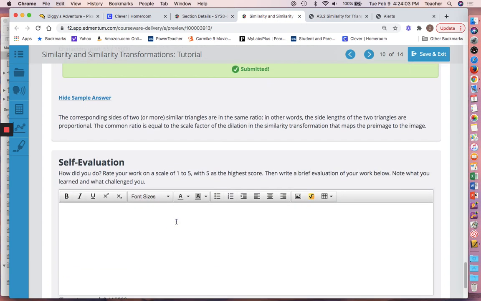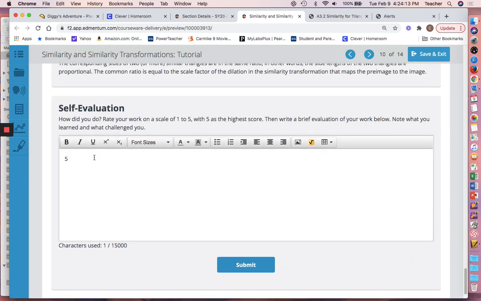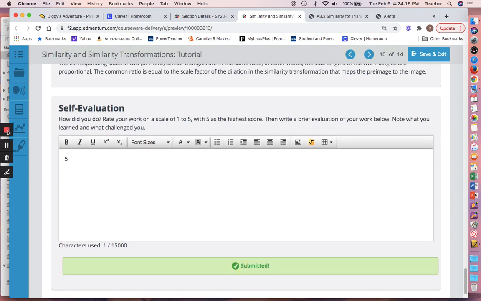All right, so self-eval is 5. Yeah, we've been doing this for a while now, the same thing over and over again. So there you go. Hit submit. All right, this looks like slide 10 to 14, and this may be the last one for this lesson.